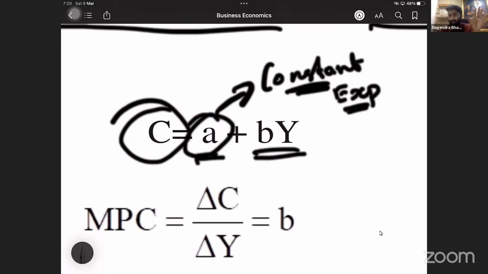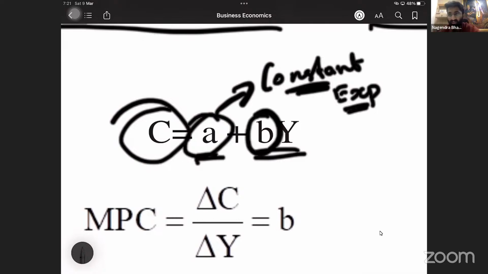Anyhow, A is constant expenditure. If your income goes on increasing, you will start spending, but not in the same amount or same proportion. Your income increases by 100%, but you increase your expenditure by only 50%. You don't spend everything, children. You will spend only some amount here. So this is BY.